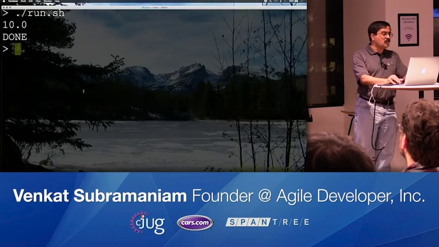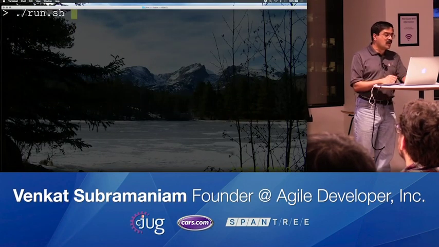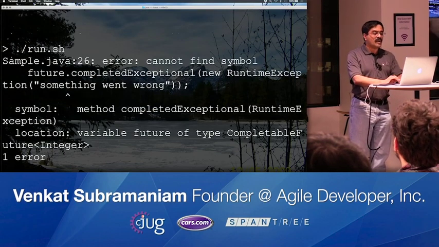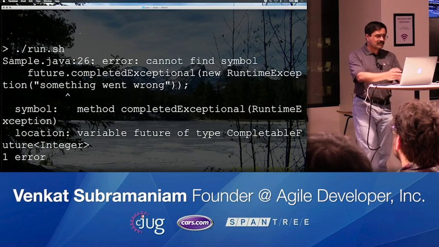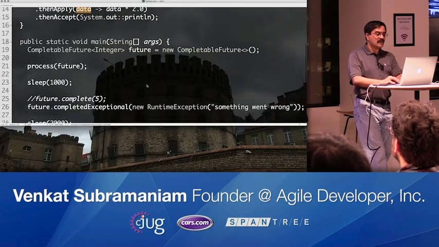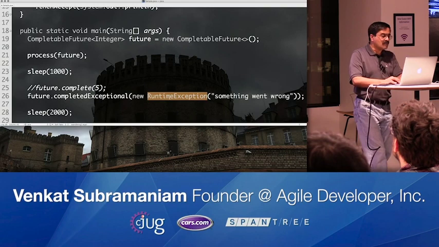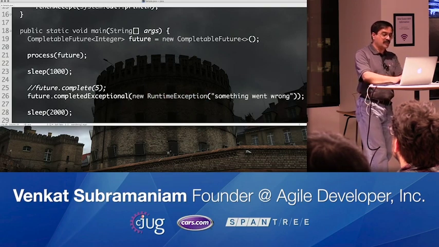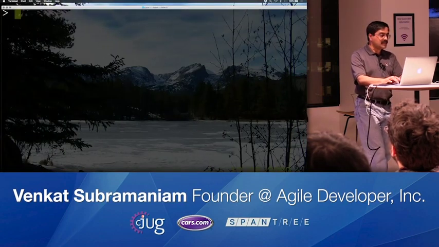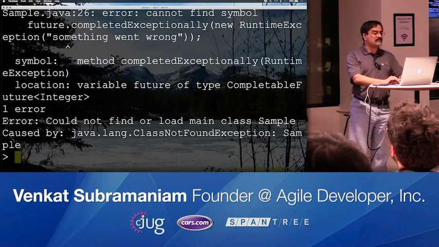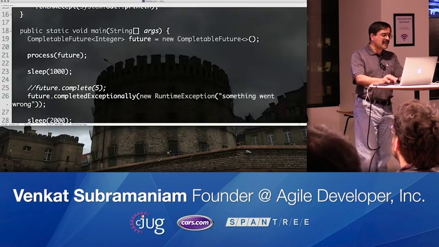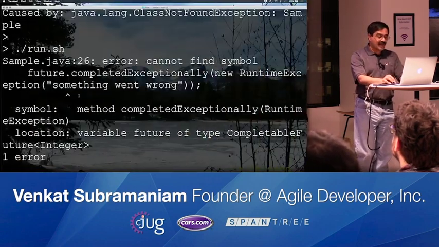Let's see if that's true by running this code and see what the output says. Well, actually, in this case, we've got to do a little bit more work. What's going on here? Runtime exception. Cannot find the symbol. What did I do wrong here? Completed exceptionally. Yes, thank you. So I have to spell that correctly. Hopefully I got that right. Sorry, completeExceptionally. So let's try this again.